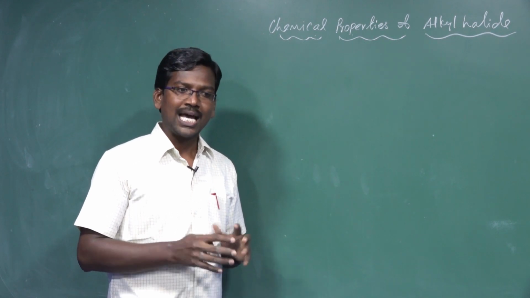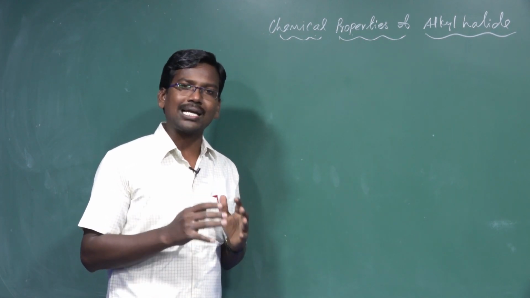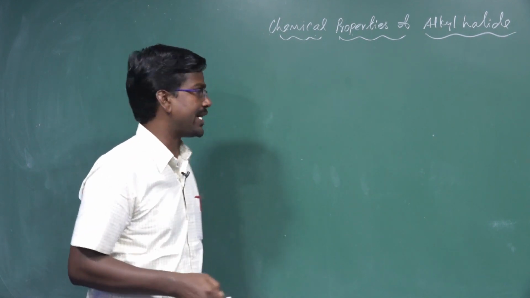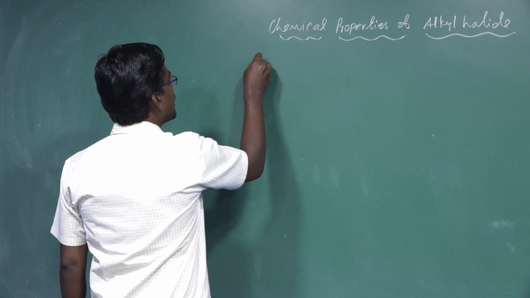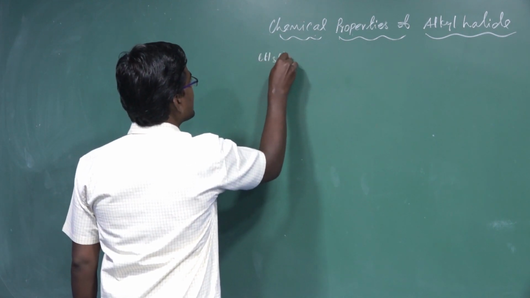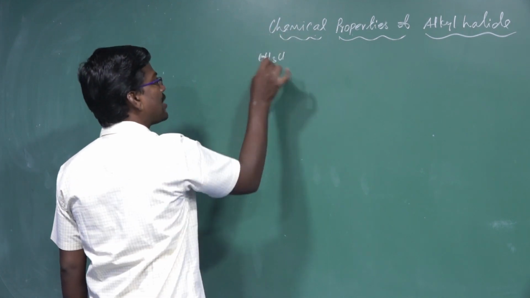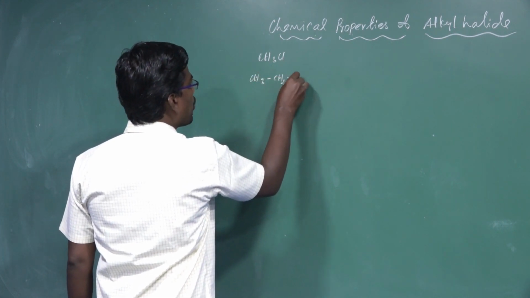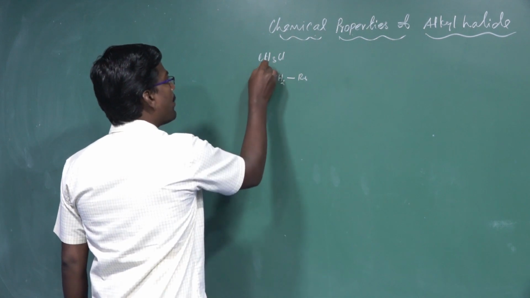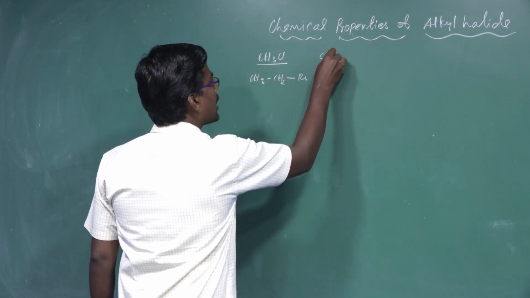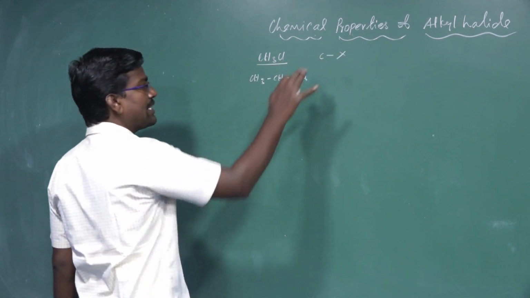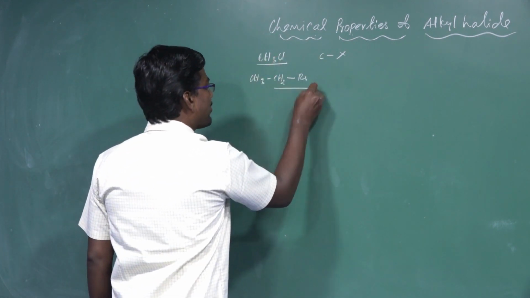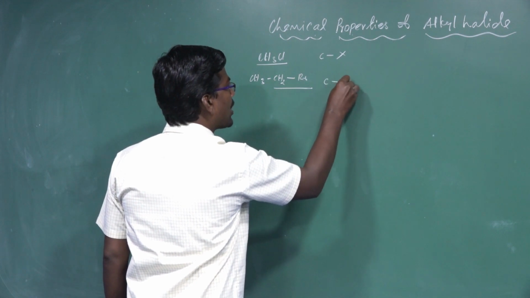This is because the carbon-halogen bond in an alkyl halide or haloalkane is polar in nature. For example, methyl chloride, CH3Cl, or ethyl bromide, CH3CH2Br. In methyl chloride the carbon-halogen bond, where X means chlorine; ethyl bromide contains a carbon-bromine bond.